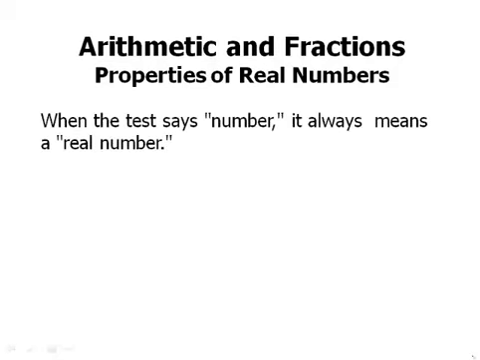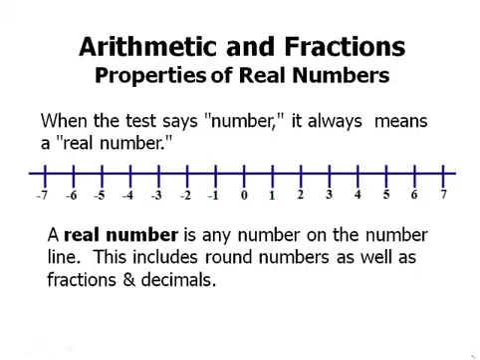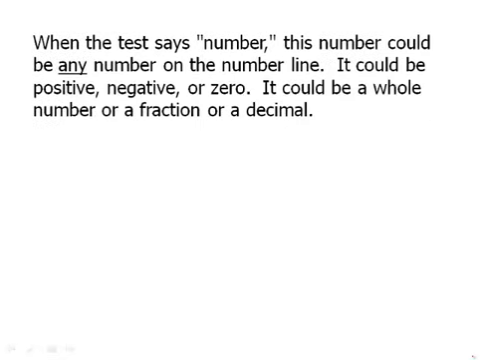When the test says number, it always means a real number. What's meant by a real number? Well, a real number is any number on the number line. This includes round numbers as well as fractions and decimals. So all the numbers pictured here as well as all the numbers and all the spaces in between. Numbers like 1/3 or pi or the square root of 7. All of these are numbers. They're all real numbers.